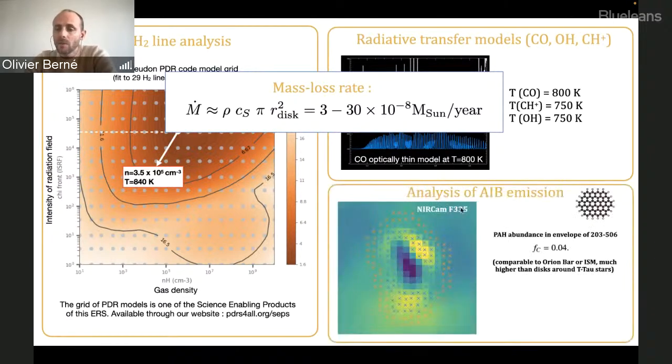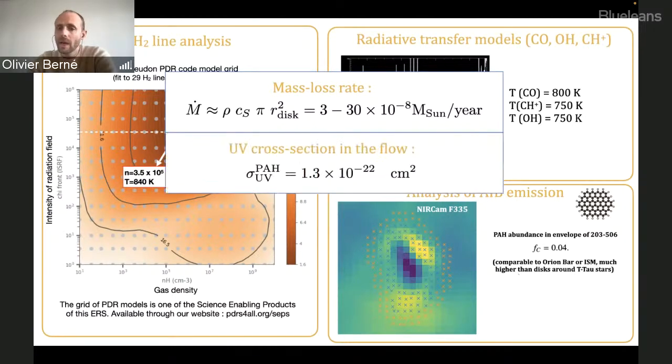So the last thing we can do is use the NIRCam data to extract the abundance of the PAH molecules inside the flow. And when we do that, we get an abundance which is characterized by this number, which may not mean a lot to you, but you just have to remember that it's a large abundance, and that results in a high UV absorption cross-section inside the photoevaporation flow because PAH molecules absorb UV light very efficiently.